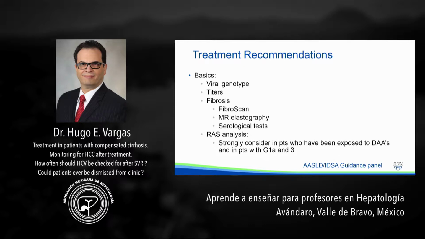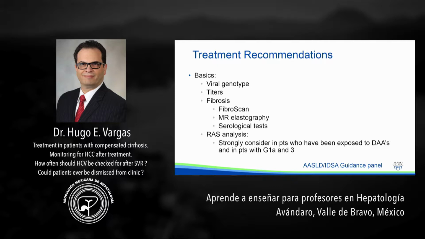Now, this topic came up earlier in the meeting, and that's what do we do with RAS analysis? I think that patients who have been exposed to direct antiviral agents before, in whom you're entertaining treatment, particularly if they're genotype 1A or genotype 3, should be tested. I think it's irresponsible to spare them a $200 test that will spare them a $50,000 treatment that may not be effective. So you need to really engineer the therapy.